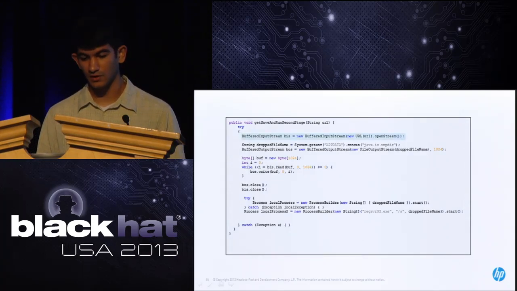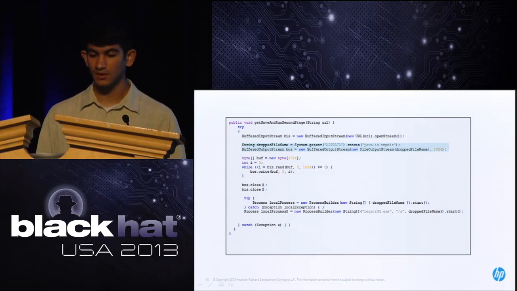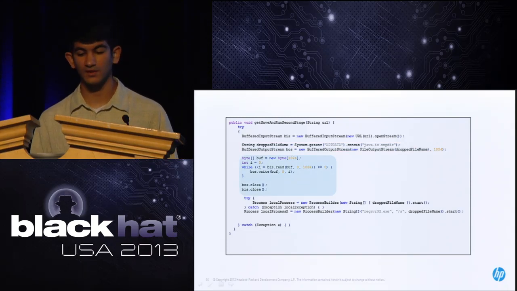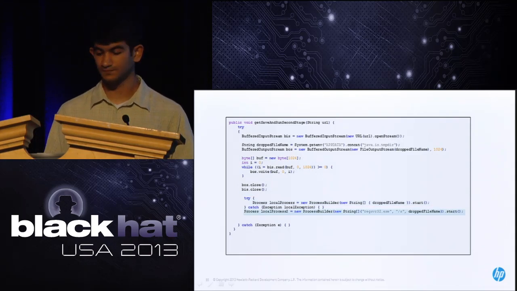Within this, we open our URL to the string we were given, and we create a file in our app data directory. It's called java.io.tmpter. We then read from the URL and write to the file, and once that's done, we then try to execute it. Failing that, we will try to load it as a DLL.